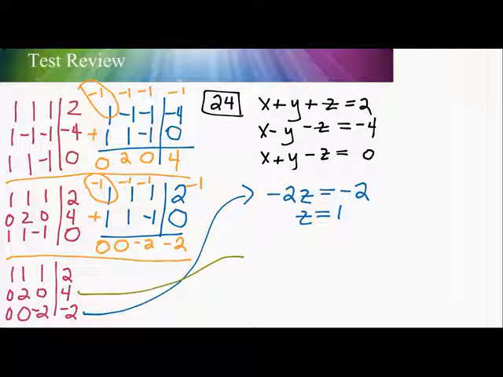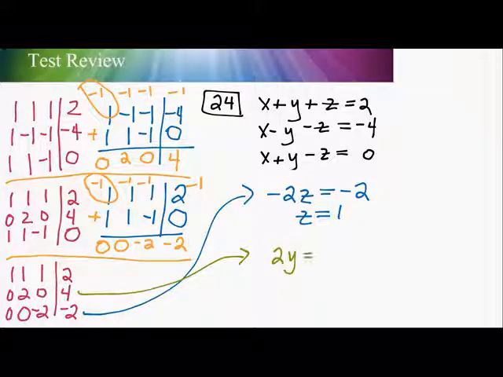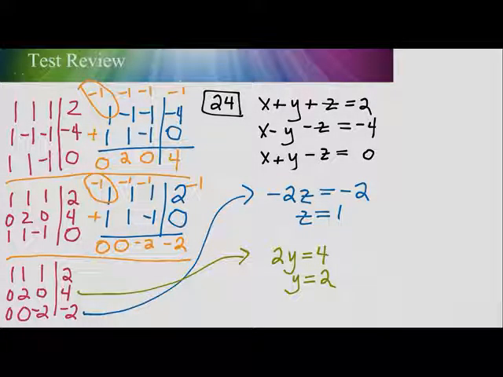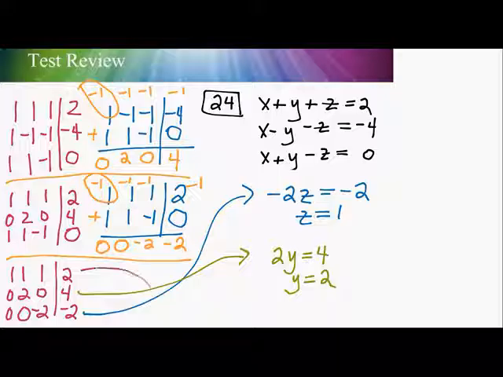All right, now I can do, and see the second row is very nice because it has the y all by itself. So I can do 2y equals 4. Okay, and now I can do the x. So I know z equals 1, and I know y equals 2.